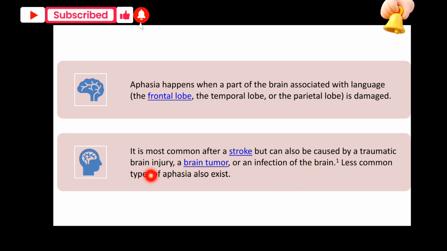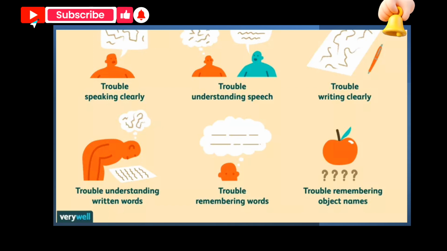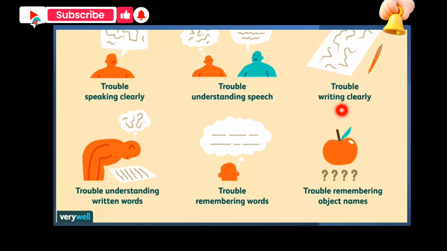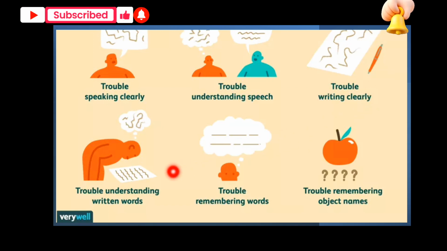Less common types of aphasia also exist. Now you can see here, if you are suffering from aphasia, you will have trouble speaking clearly. This will be what type of aphasia? Broca's aphasia. Trouble understanding speech, you will have Wernicke's aphasia. Trouble writing, you will have angular gyrus aphasia. And trouble understanding written words, again the same one. And trouble remembering words, and similarly trouble remembering object names.